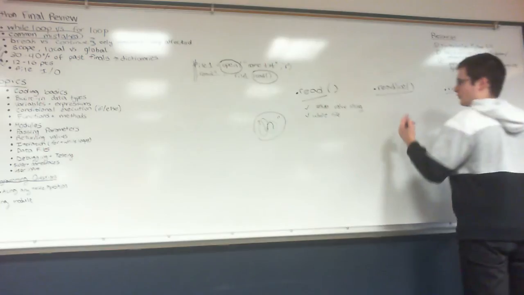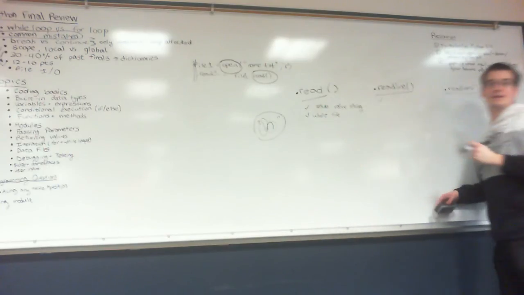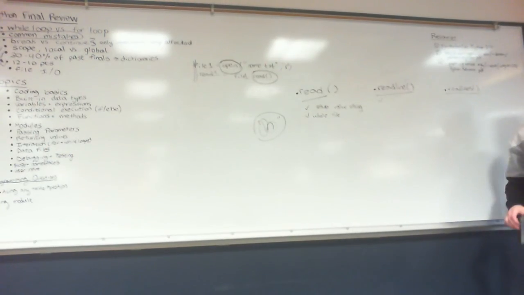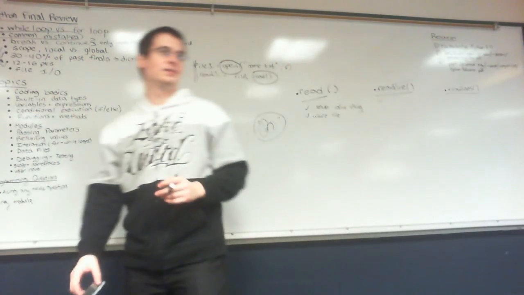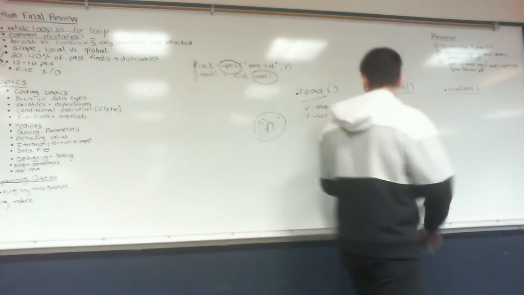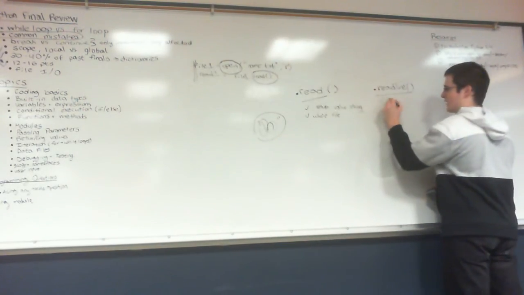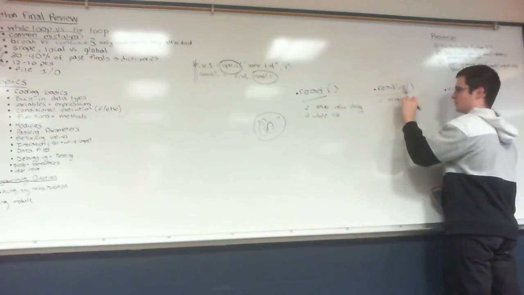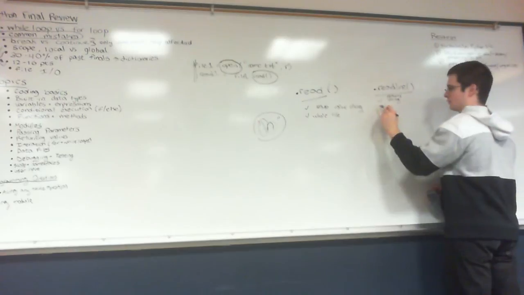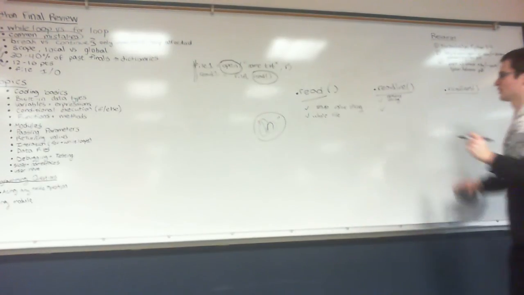Read line, someone help me out. Read one line. Any guesses? It reads by the lines. Reads by lines, okay. But what exactly is the return value of that? A string. Only one line. A string, okay, and one line, exactly. So we have a string, it returns a string. Returns string. And you get one line.